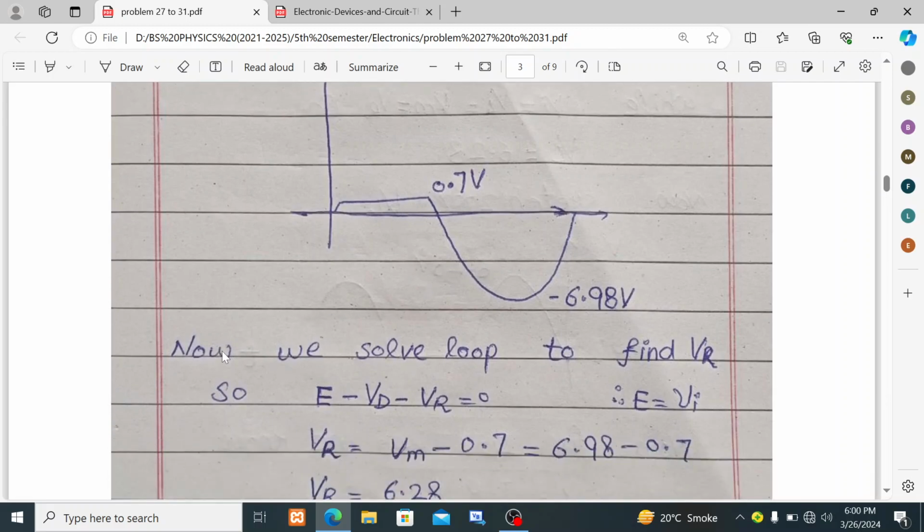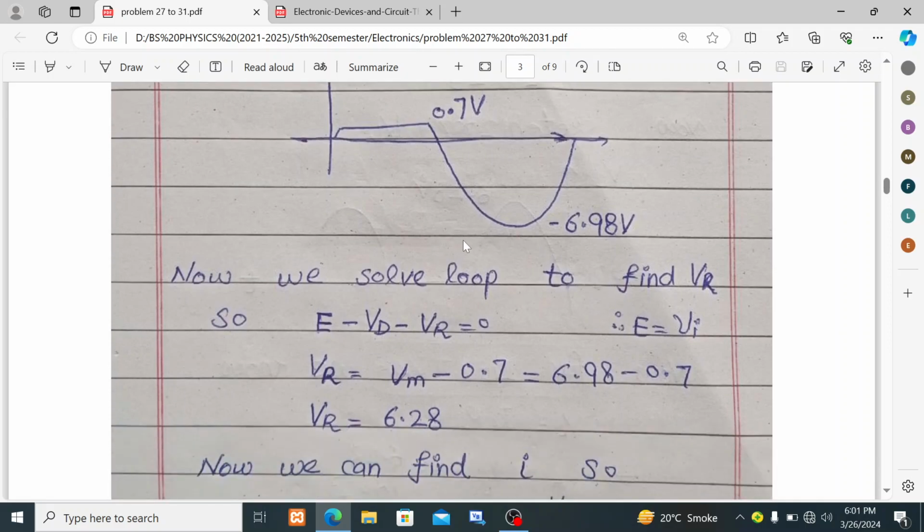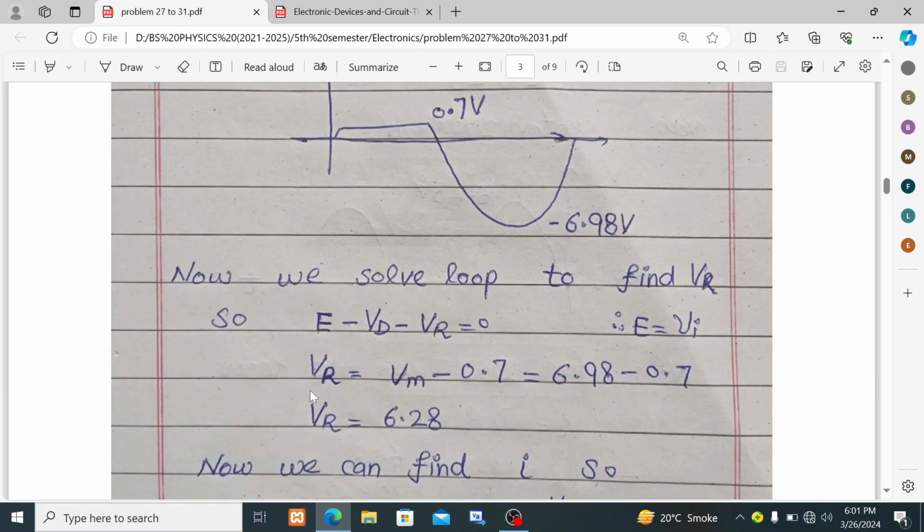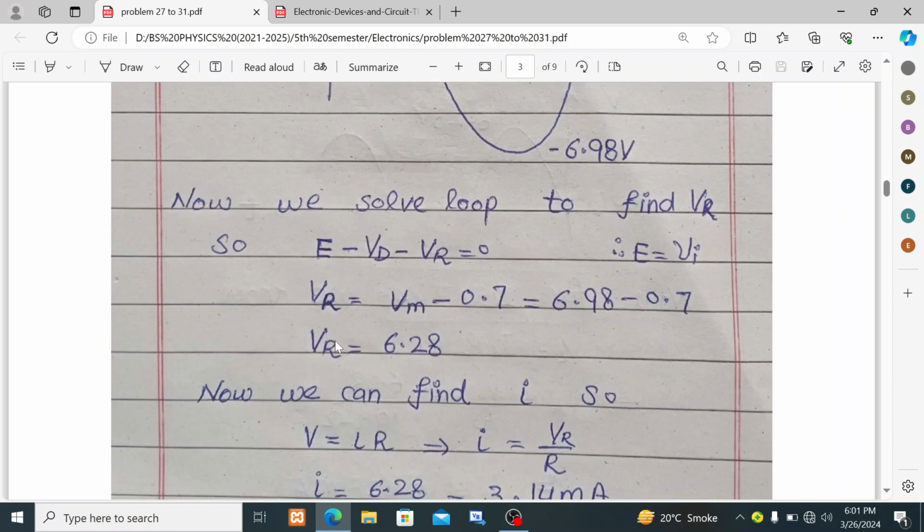This is the plot. Now we find VR. For what? We find VR to find Vi. So we write again here Vi minus Vd minus Vr is equal to 0 for this loop, and from here we can find Vr. From here we find Vr, that is equal to 6.28. How? Because Vd is equal to 0.7 and E is equal to Vi.